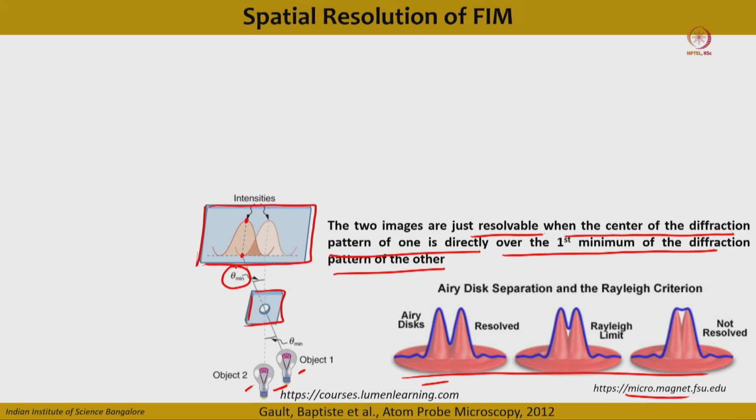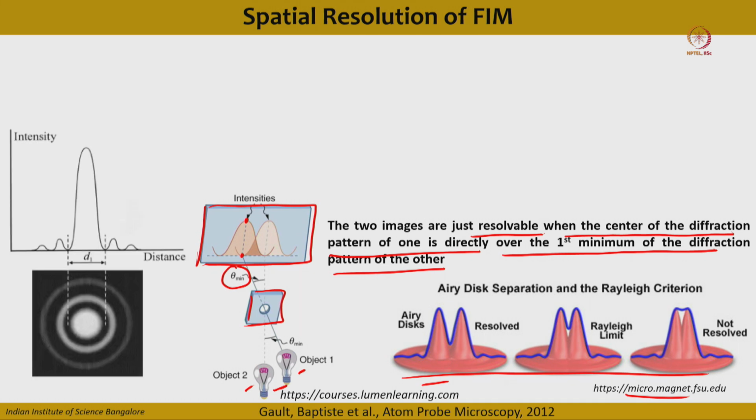This is also a nice schematic from micro.magnet.fsu.edu, where usually we see it in 3 dimensions. These are termed Airy discs. If there are two objects in 3 dimensions, you will have an Airy disk where the intensity is maximum at the center, then you have a loss in intensity, again it increases, again it loses. So you will have a certain pattern of this intensity profile. If there are two objects which have to be resolved, as I told you, the maximum intensity of one object should overlap with the minimum intensity of the other object.